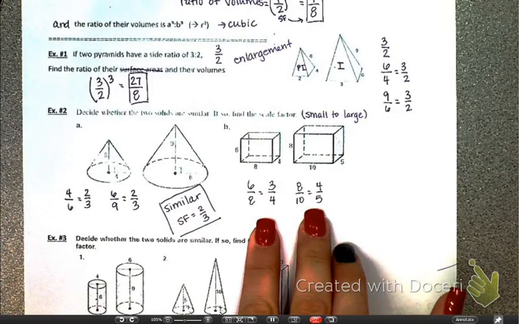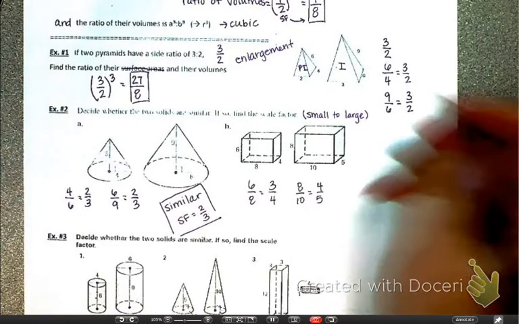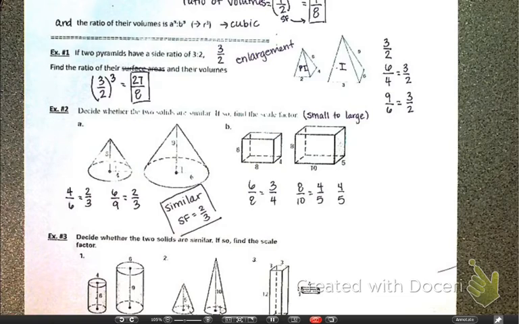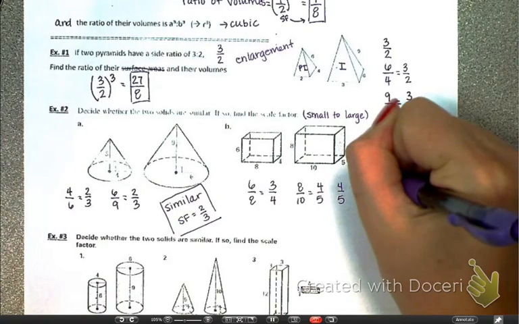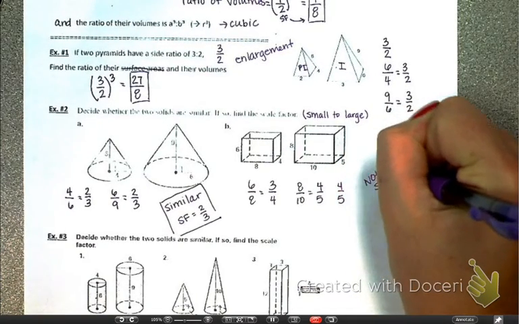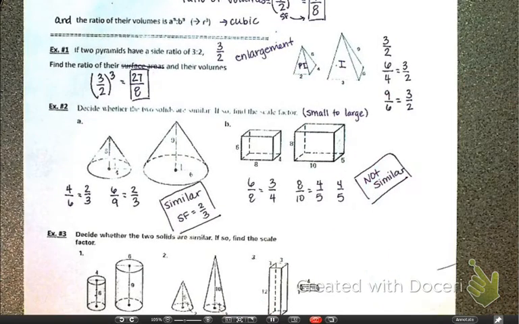So we're going to stop there. There is no point of doing any other side lengths because we already know they're not similar. Okay, you could have done 4/5 and still seen they're not similar just to have it. But once you have two side lengths that don't have the same ratio, stop. Okay, and your answer here would be not similar. And because they're not similar, there is no scale factor. Are you okay with that? Okay, I want you to do the next three.